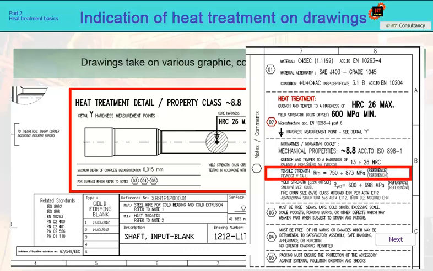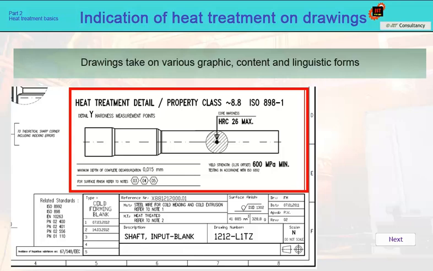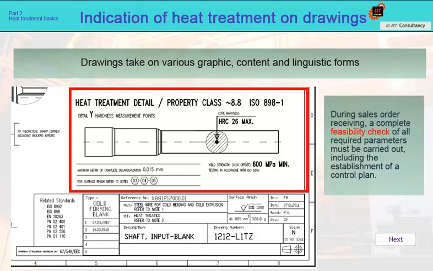Acceptance of such a part in the heat treatment shop means that a complete feasibility check of all data in the drawing must be carried out, followed by the determination of heat treatment parameters that guarantee these values with high reliability. These parameters must also be accompanied by control operations to ensure that the customer's requirements have been met when leaving the heat treatment shop.